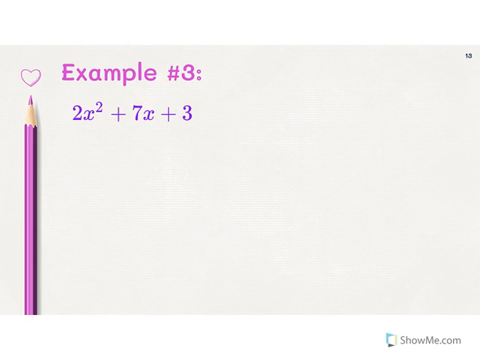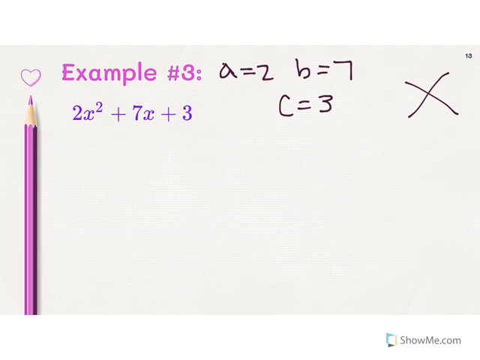Our next example for this, so if we have our 2x squared plus 7x plus 3, this is awesome. It's actually already in standard form for us. So we're going to go ahead and write our x over here, and identify our a's, b's, and c's. So a is 2, b is 7, and c is 3.